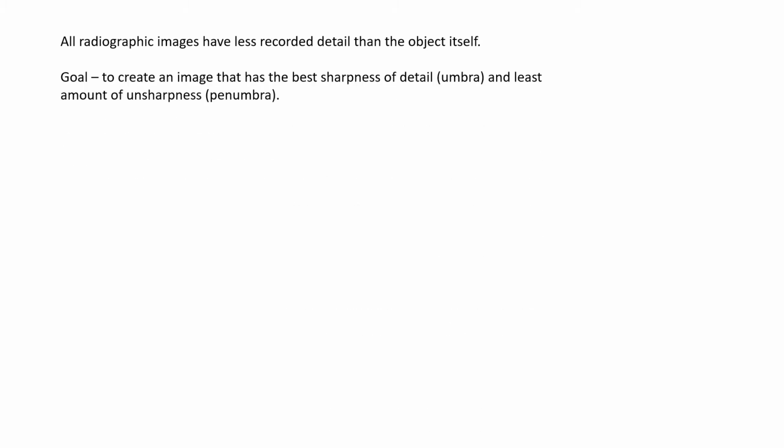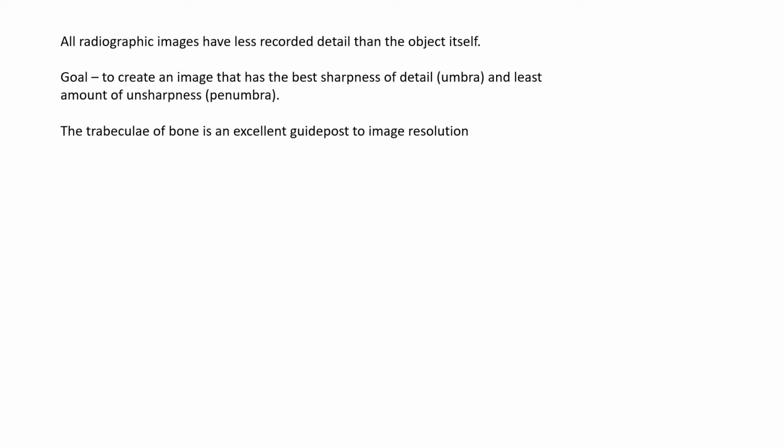All radiographic images have less recorded detail than the object itself. We can do a pretty good job of imaging an anatomical part, but we're never going to get more detail than the object itself that we're radiographing. So the goal, though, is to create an image that has the best sharpness of detail, which we call umbra, and the least amount of unsharpness, which is penumbra.